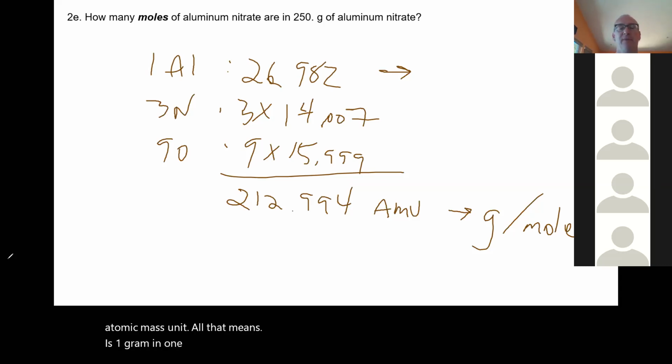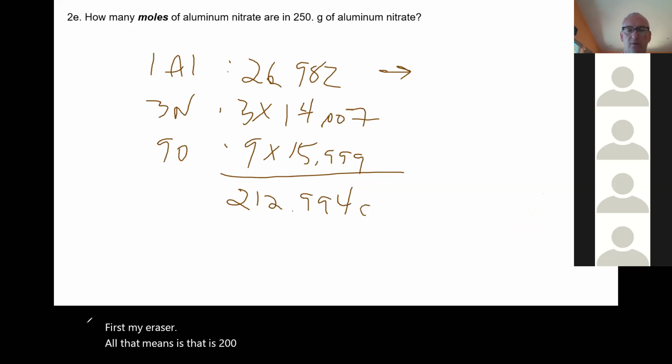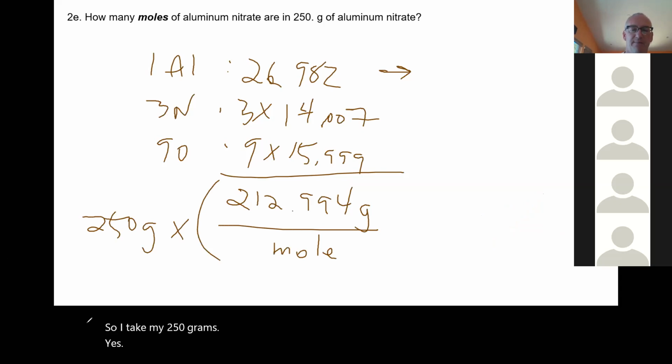That's all that means. And so my mass of aluminum nitrate is 212. Where's my eraser? All that means is that is 212 grams per mole. So I take my 250 grams, I multiply that by something, and I get moles out.